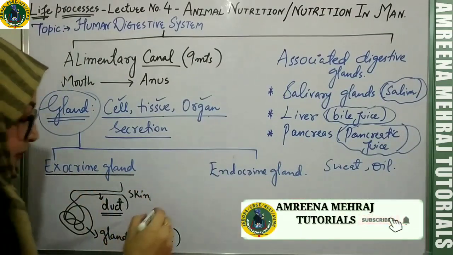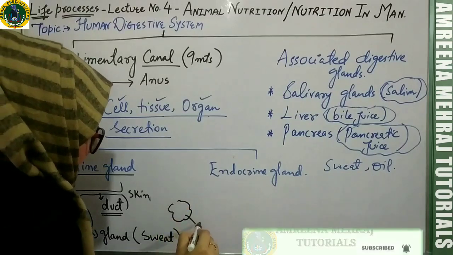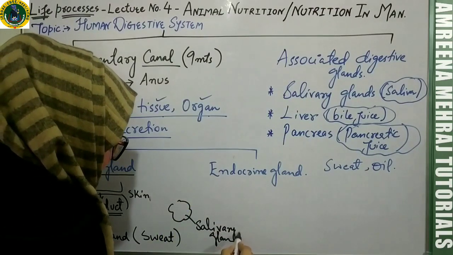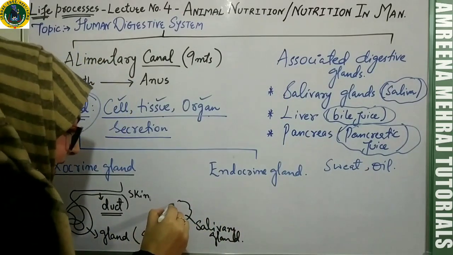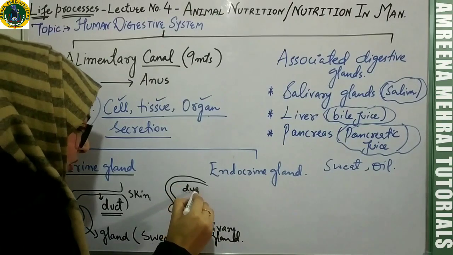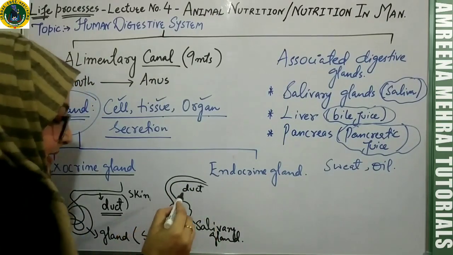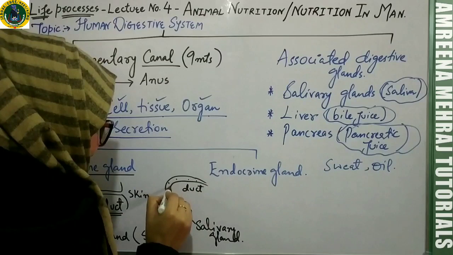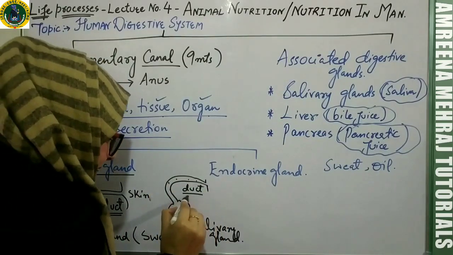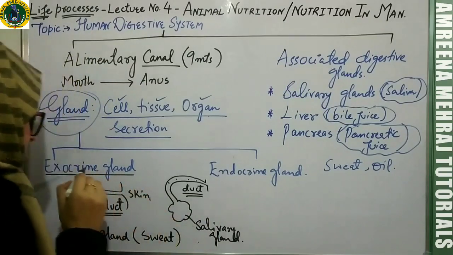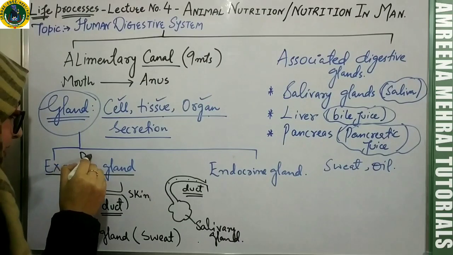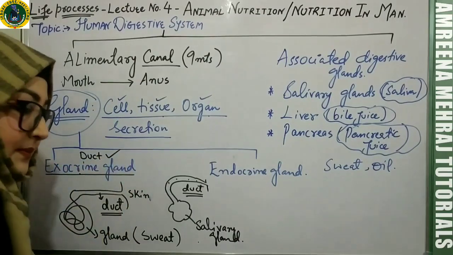Another example I'll give you. Suppose this is your salivary gland. Which gland is this? Salivary gland. Again, it has a duct. A duct, you can simply call it a pipe or a channel. This duct carries the saliva to its destination. So since this gland has a duct, it again comes under exocrine gland. So they are the glands which possess ducts.